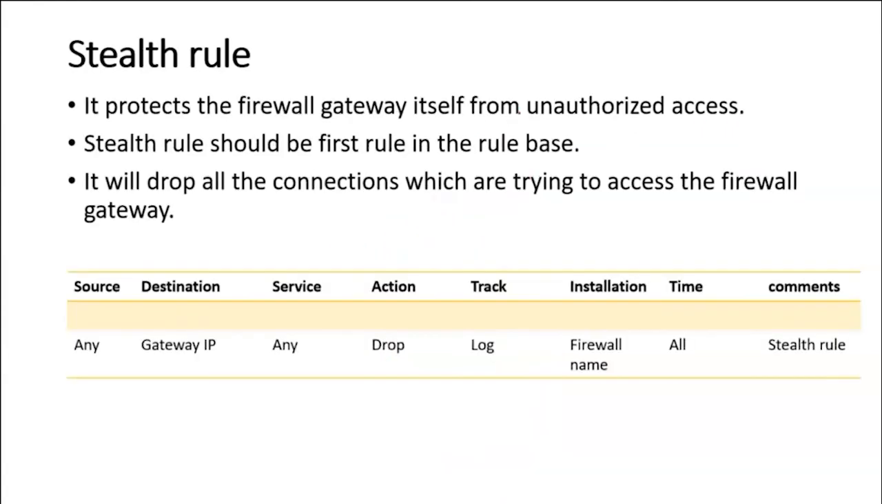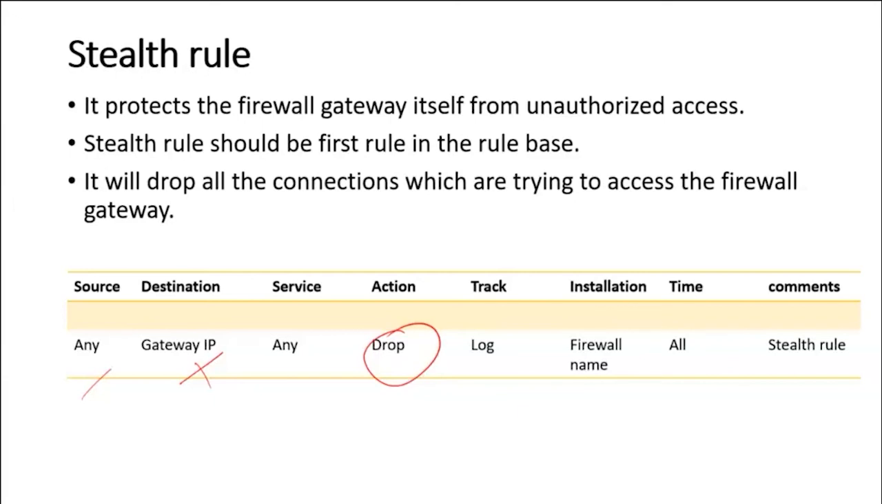This is the stealth rule. The stealth rule protects the gateway itself. Source is any, destination is the gateway IP address or the firewall IP address, and service is any. The action should be drop, because we want to prevent access from unauthorized users. So we keep the action as drop.